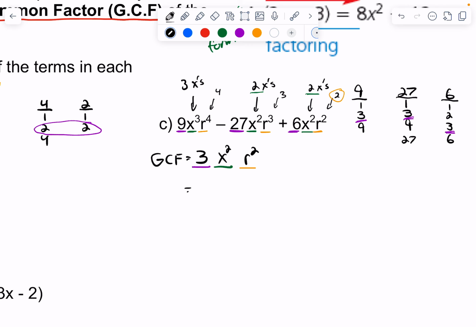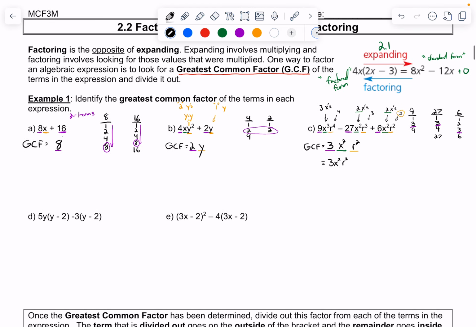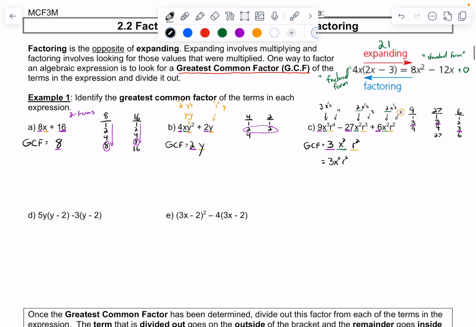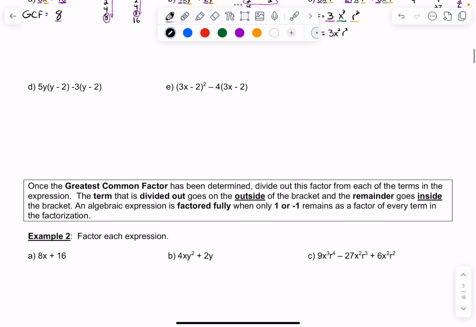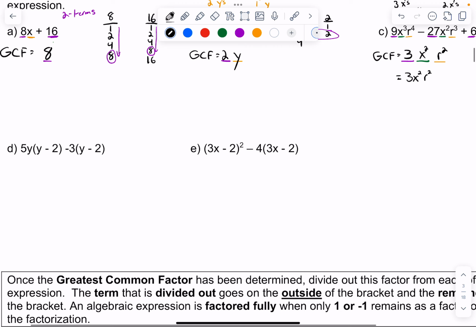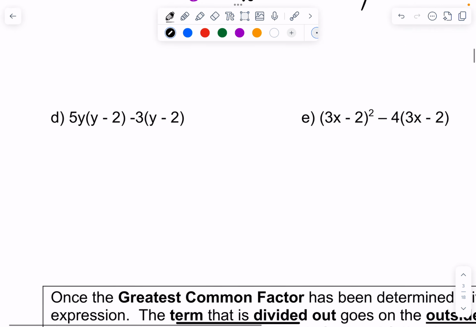So again, you don't have to do those colors. Really your GCF, just to write it, would be 3x squared, r squared. That's what the GCF would look like. That's what you'd be factoring out. Big picture again is we're finding the GCF because that's the first step to factoring, which we will then factor in this part right here. All right, let's keep going.